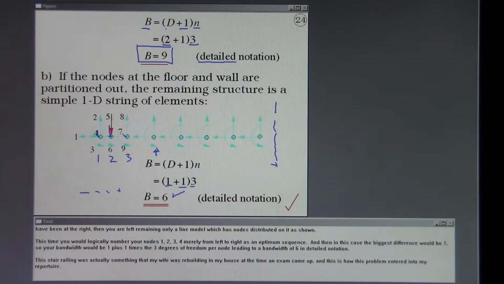This stair railing was actually something that my wife was rebuilding in my house at the time an exam came up, and this is how this problem entered into my repertoire.